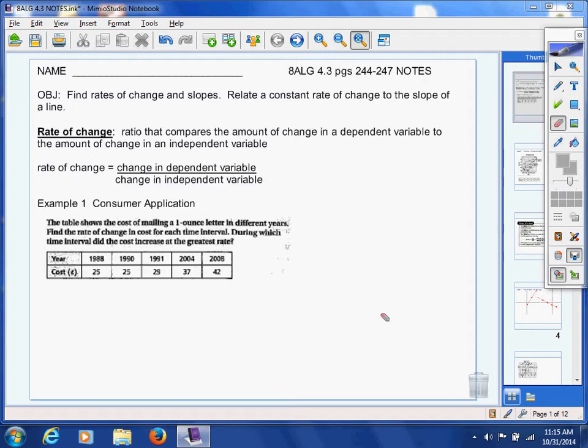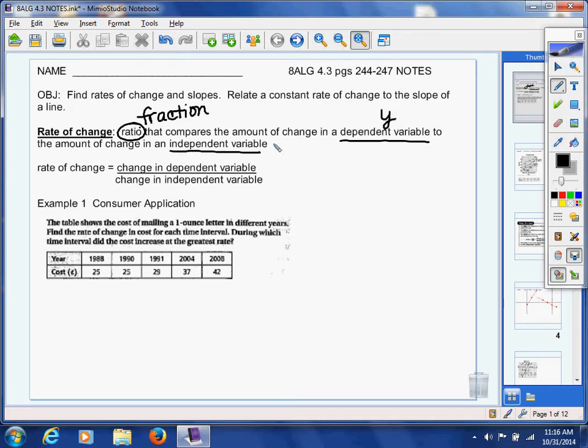Let's start with our first definition here. A rate of change is a ratio. Circle the word ratio, and remember that that's just Mathanese for fraction. We're comparing two things. Something's in the numerator, something's in the denominator. In this case, the dependent variable, which is, of course, our y, is going to end up being in the numerator, and then our independent variable is going to be in the denominator. So we're looking at the change in the dependent variable versus the change in the independent variable.